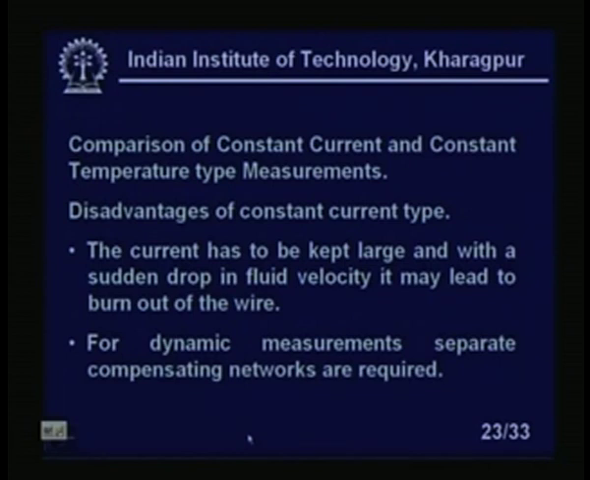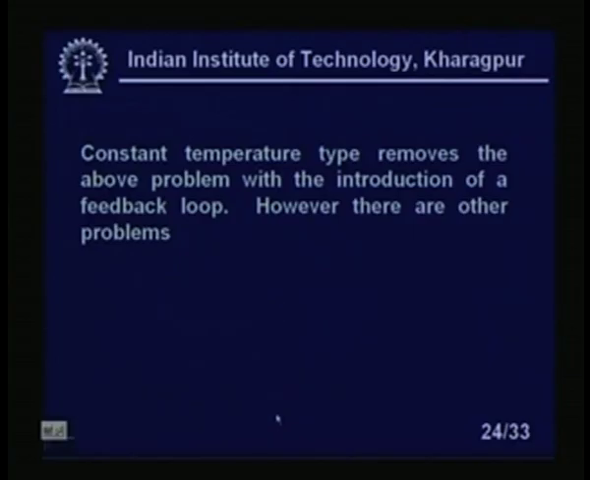For dynamic measurements, separate compensation networks are required. That means I need lead lag networks, as I told you earlier, to make the phase compensation, so that I can go for higher frequency measurement. The constant temperature type removes the above problem with the introduction of the feedback loop. However, there are other problems, instability and drift problems, because drift of the amplifier will come into the picture, right. With this, I come to the end of lesson 16 of industrial instrumentation.